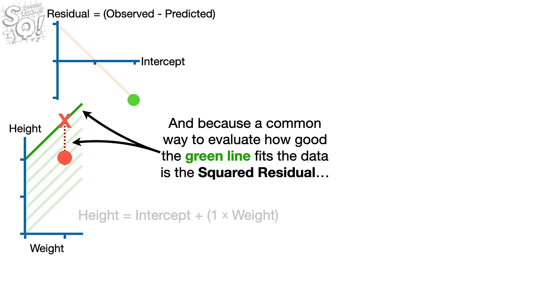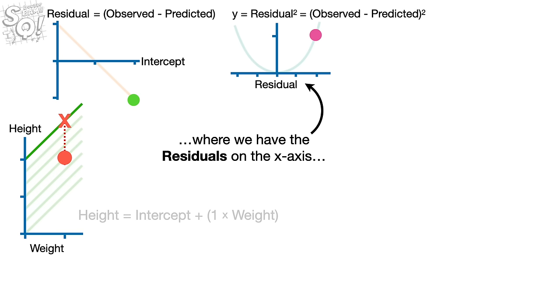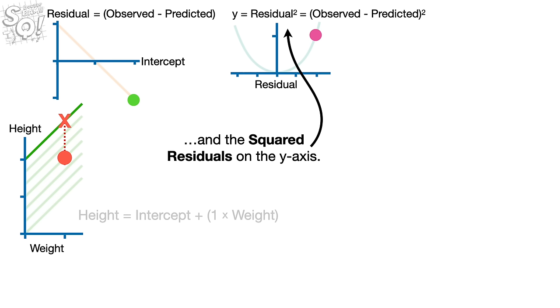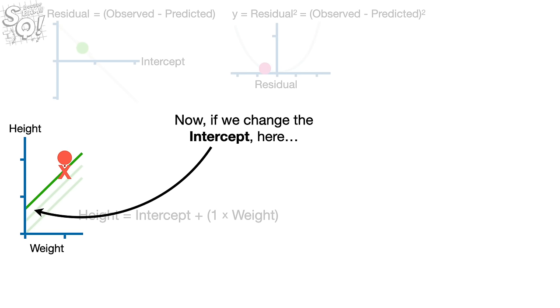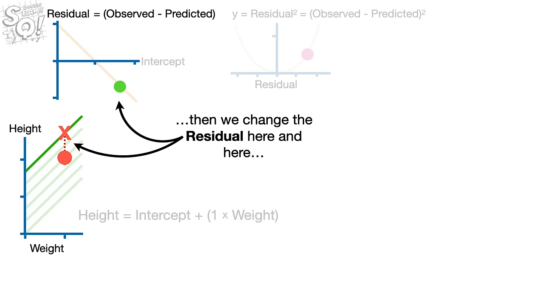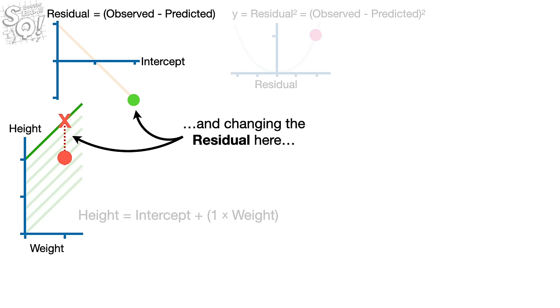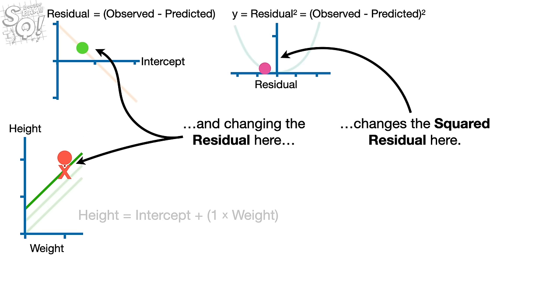And because a common way to evaluate how good the green line fits the data is the squared residual, we can plot the squared residual here, where we have the residuals on the x-axis and the squared residuals on the y-axis. Now, if we change the intercept here, then we change the residual here and here. And changing the residual here changes the squared residual here.